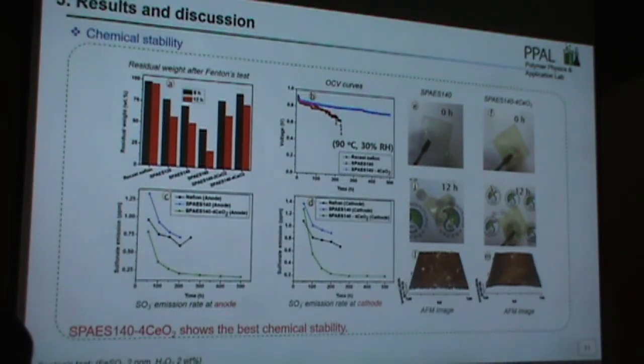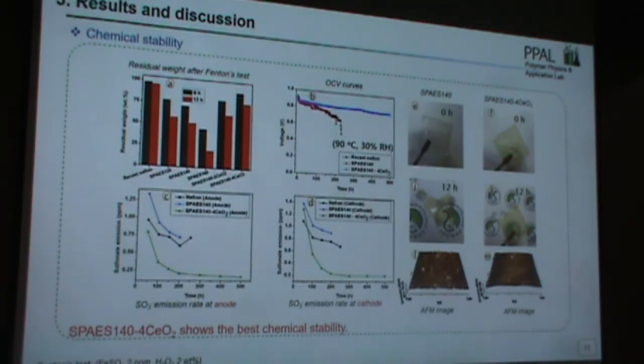However, when I make the layer by layer membrane containing cerium oxide at the two surface layers, we can see that at the same concentration as the pristine membrane, it shows a higher residual weight after the same treatment time. The reason is that the radicals are captured by the cerium oxide at both surface layers, so they do not affect the polymer structure.